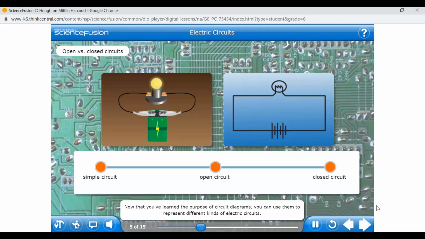Now that you've learned the purpose of circuit diagrams, you can use them to represent different kinds of electric circuits. Let's start by looking at open and closed circuits. Click the dots on the line to learn more.